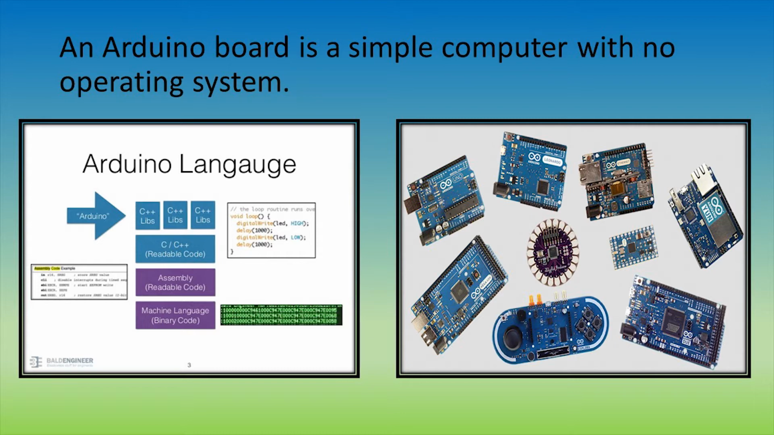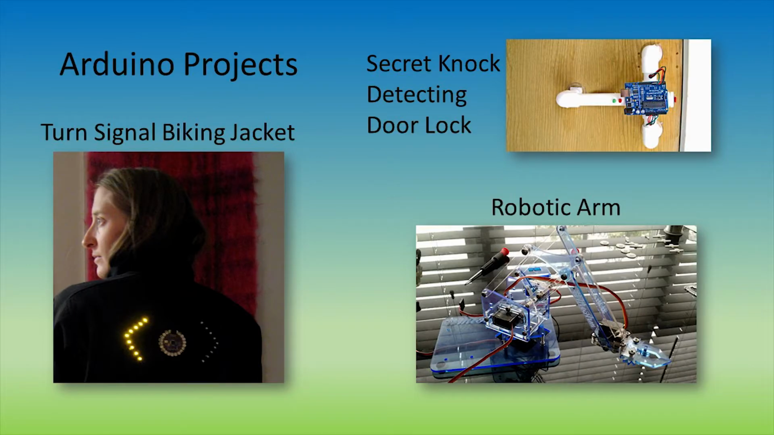The great thing about an Arduino is that we can connect a multitude of components and sensors to create whatever we want. Here are a few examples of what some people created using Arduino. On the left is a biking jacket that automatically gives a turn signal to drivers behind. The top right is a door lock that will unlock only when a specific knock is given, and at the bottom is a robotic arm controlled by an Arduino.